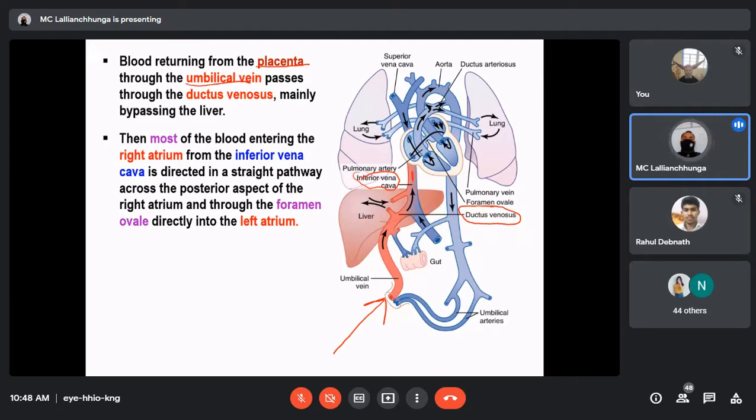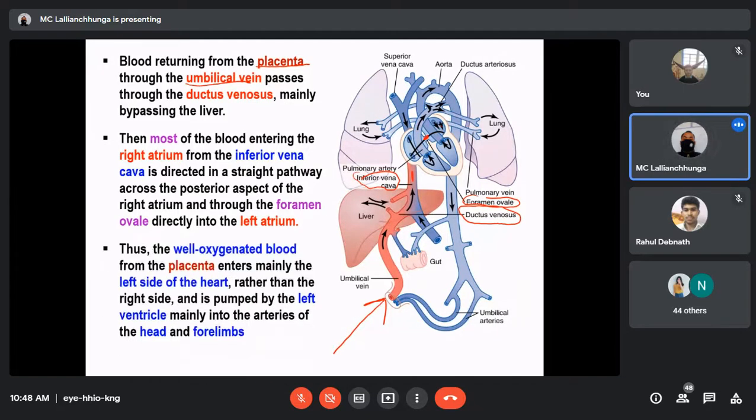This is the opening of the inferior vena cava into the right atrium. After entering the right atrium, the blood will usually pass directly to the left atrium. Here you can see the foramen ovale. This is the opening between the right and left atrium. After birth, this is not present, or we can say it will close. But during fetal life, it is open, so it will pass blood directly into the left atrium.